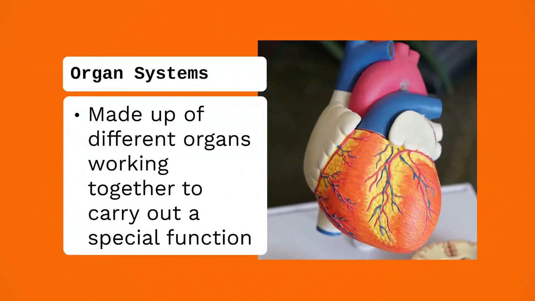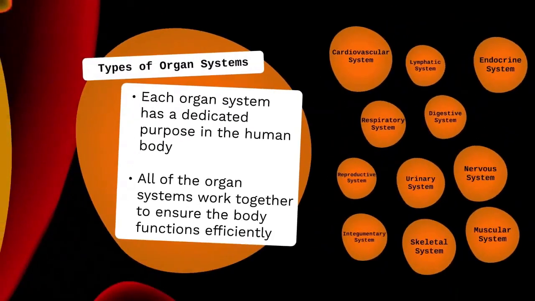So this is the makeup of many different organs working together to carry out a special function. So all of our cells came together to make tissues, tissues came together to make organs, and our organs are going to make organ systems. Our organ systems can also be divided up into many different parts. Each organ system has a dedicated purpose in the human body. All of the organ systems do work together to ensure the body is efficiently functioning.